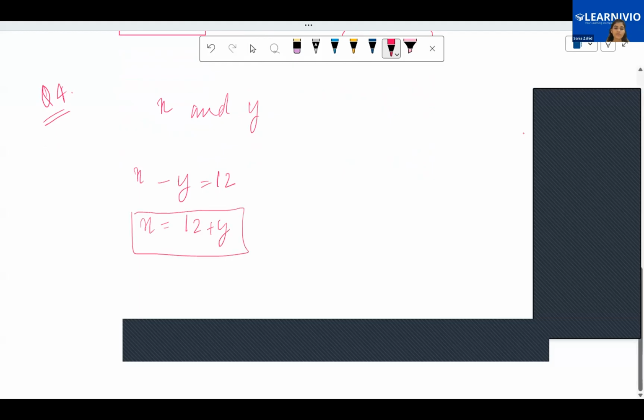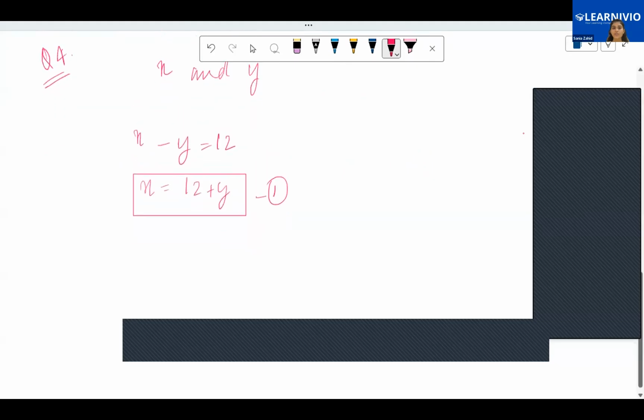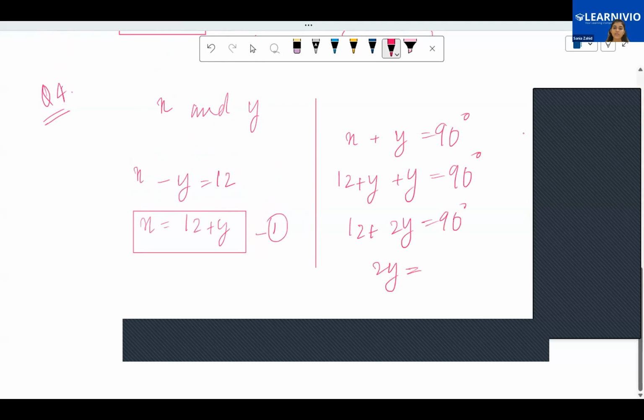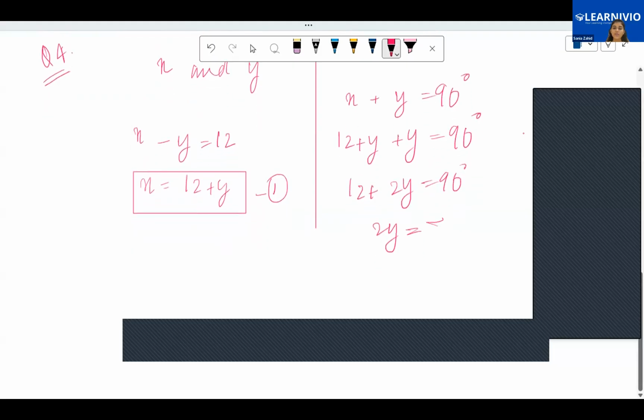This is one equation. It is also given that the two angles are complementary in nature. Complementary means the sum is 90 degrees. So x plus y is equal to 90 degrees. Now x is equal to 12 plus y gives you 90 degrees. So 12 plus 2y gives you 90 degrees, and 2y gives you 90 minus 12. So what is 90 minus 12? 78. So y is equal to 78 by 2, 39 degrees.